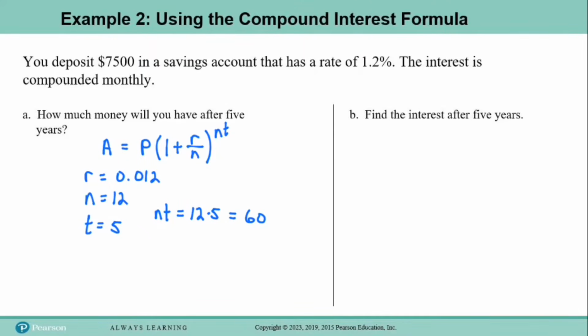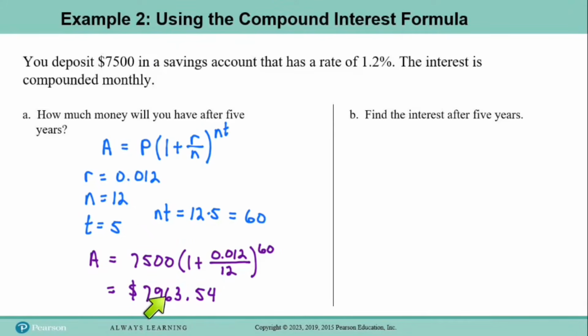Now plugging all of our known values into our formula, we would have A equals P, which is principal, which is $7,500, times parentheses 1 plus R over N, so 0.012 divided by 12, to the exponent NT, and N times T we already know is 60. Putting all of this in the calculator, we are going to get a final value of A equals $7,963.54.